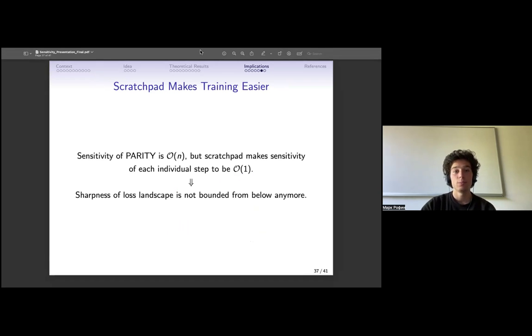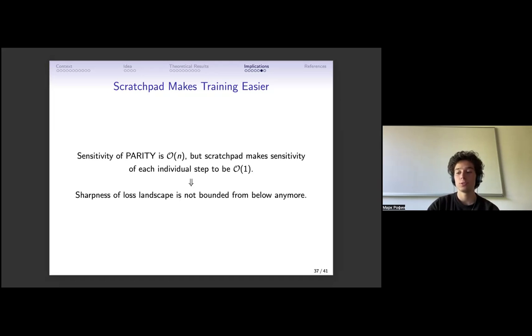And then the last implication is that the Scratchpad makes training easier. You can also easily understand why this happens, because if we again return to the example of parity, the sensitivity of parity is proportional to n. But you can construct a Scratchpad for parity in such a way that the sensitivity of each individual step will be constant. So you can construct a Scratchpad with n intermediate steps for parity, and the sensitivity of each step will be just constant and not proportional to n.